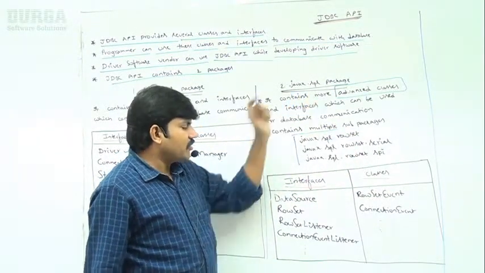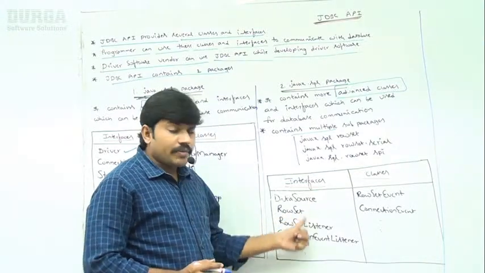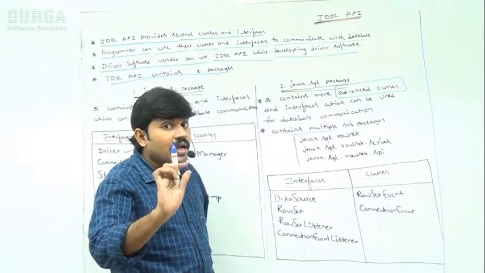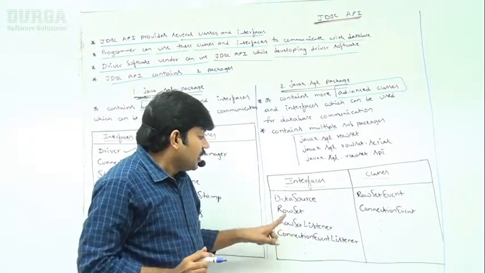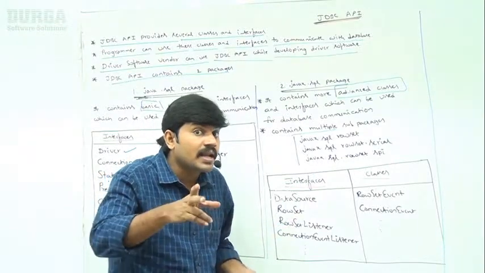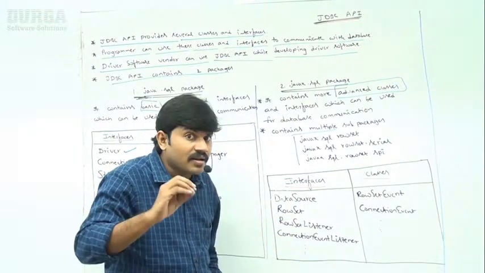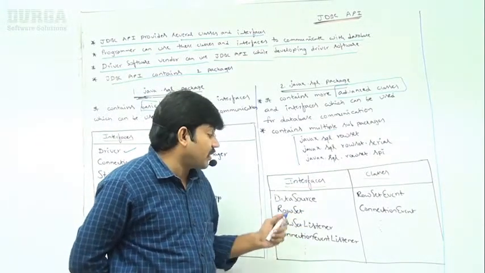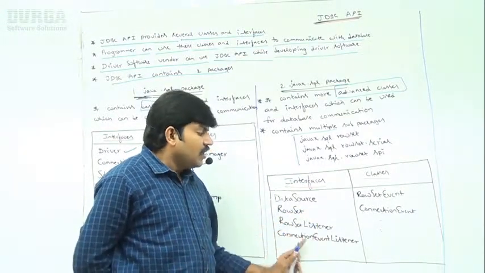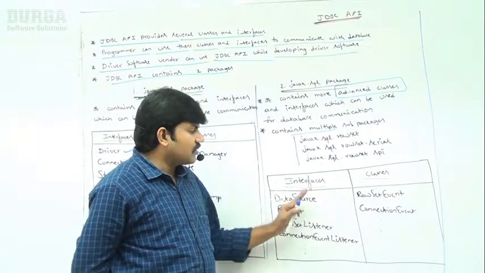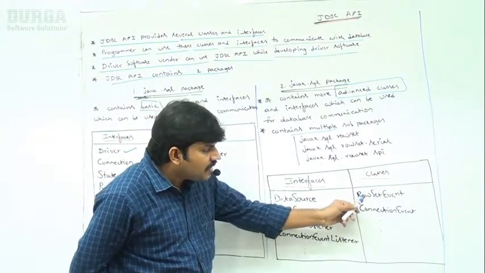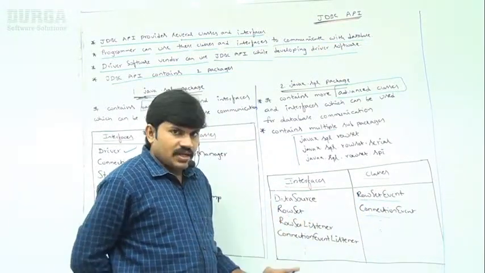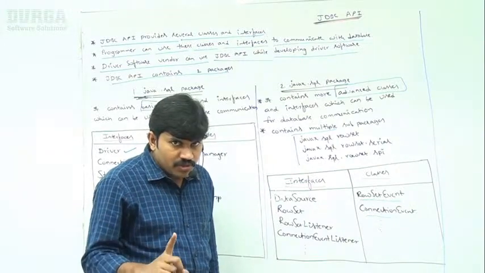Inside the javax.sql package, what are the various interfaces available? What is the first one? DataSource. Remember this one, which can be used for the connection pooling concept. Next, RowSet, an alternative to result set, a more advanced result set. Next, RowSetListener, ConnectionEventListener. Sir, there are several interfaces. Similarly, RowSetEvent, ConnectionEvent, these are important classes. Any doubt about this terminology?